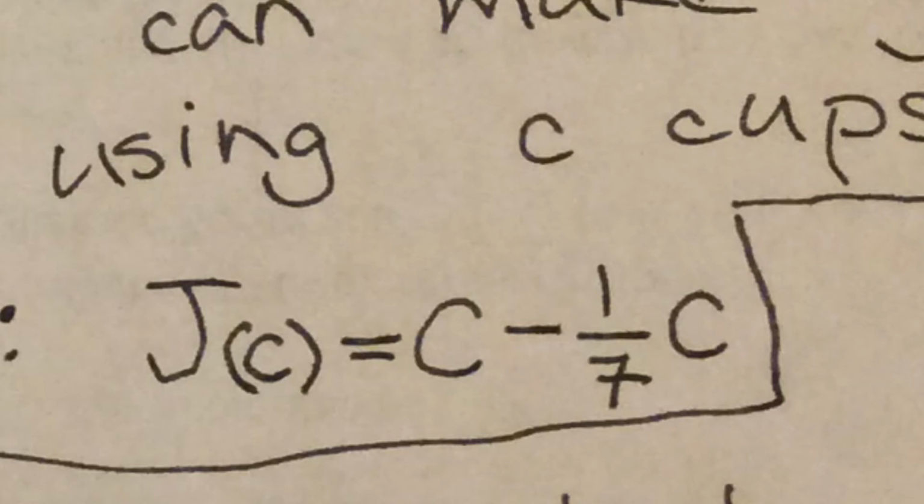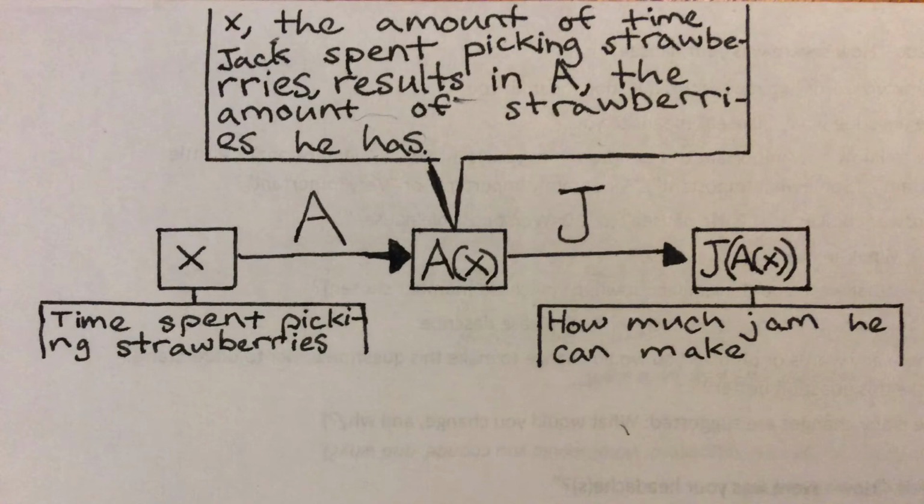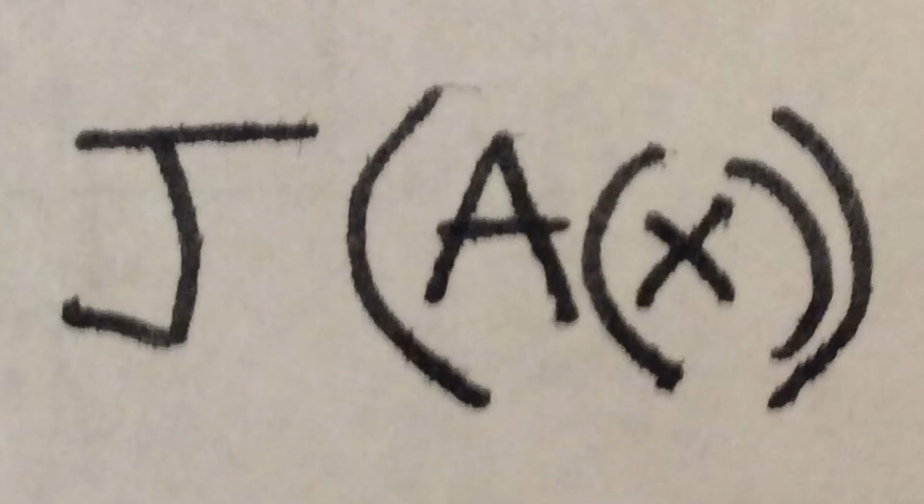But what results in A? Well, X of course. So now we can input A of X into J to get J of A of X. So now back to our diagram, let's write that in. So now we have our expression to simplify, J of A of X.